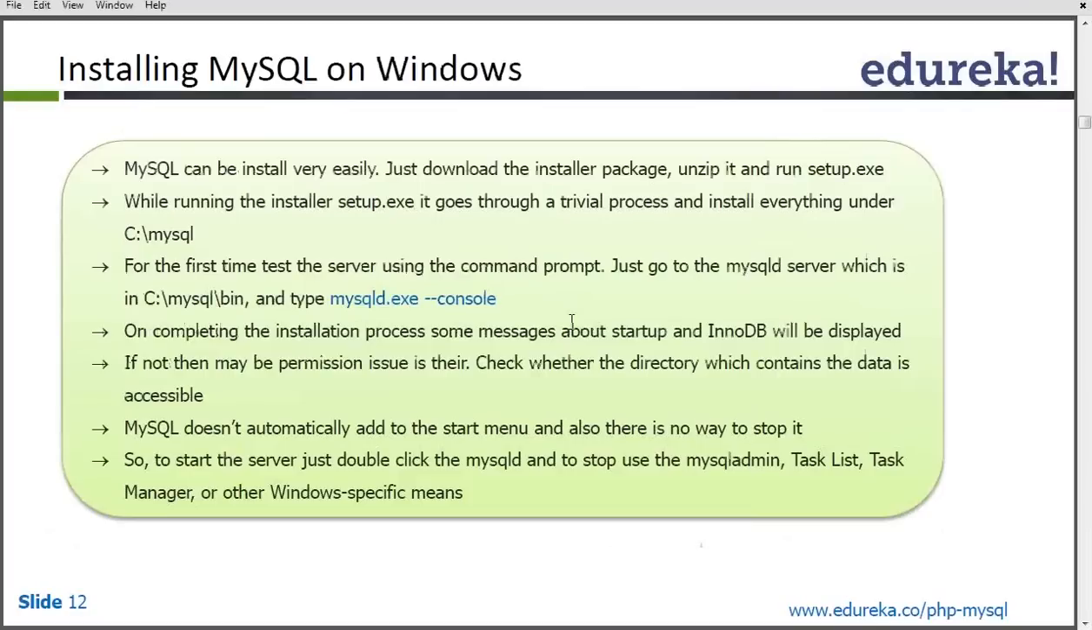Next, for Windows, we have to download the exe file, the installer package, and unzip it. There is a setup.exe file. We execute this file and MySQL gets installed on our system. We have to provide the path where we need to install it. By default it goes to C:\MySQL, and in that bin folder we get our MySQL installation. So these are some of the basic steps to install MySQL on our Windows or Linux system.